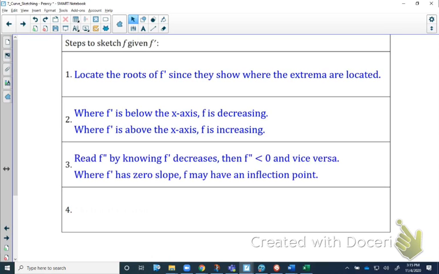We want to identify any concave up or concave down regions based off of what the second derivative tells us, whether we're going to have a negative number to the left or right of our critical values, or a positive number to the left or right of our critical values, to tell you whether we're going to be concave up or concave down. Finally, you just sketch the curve and see what it looks like.